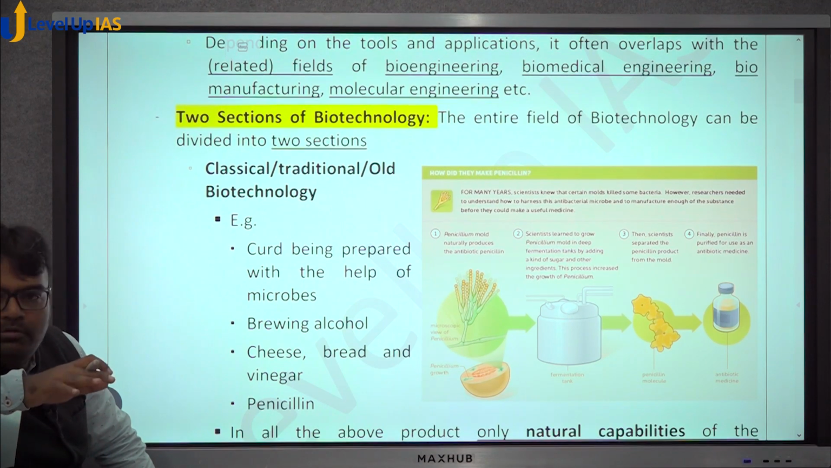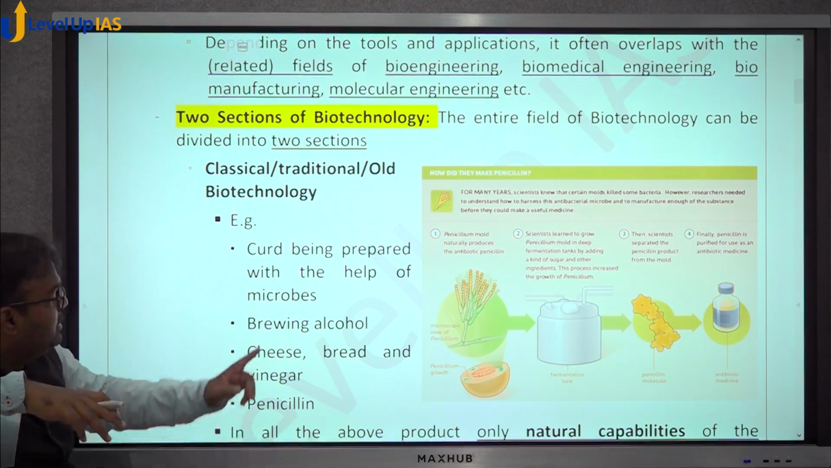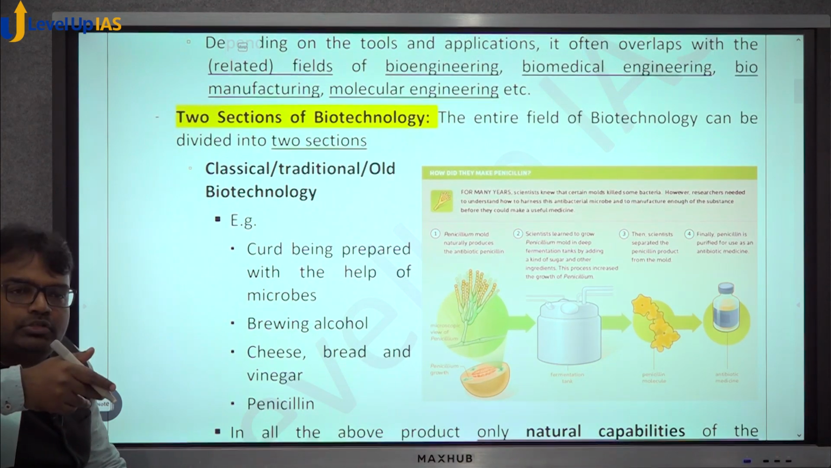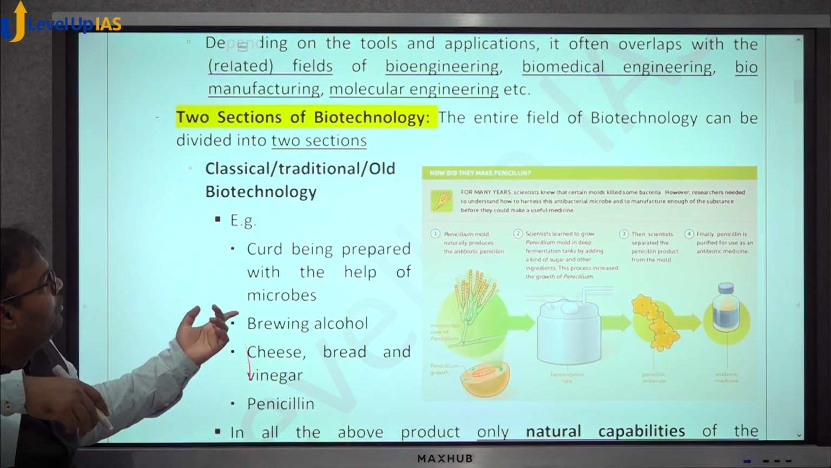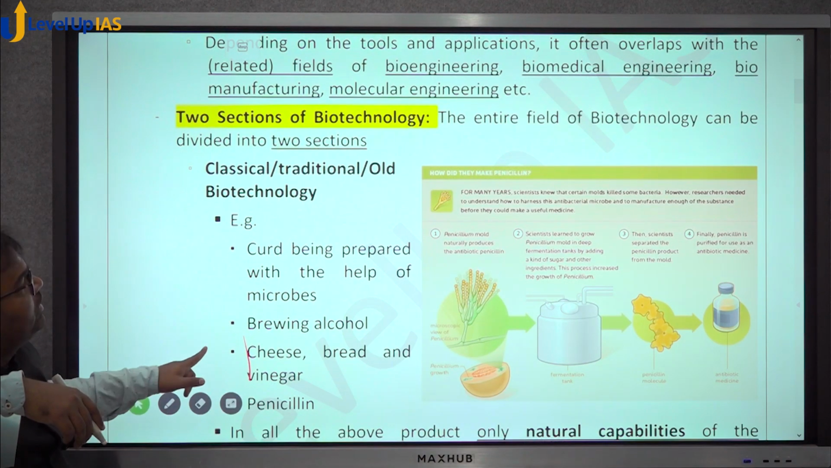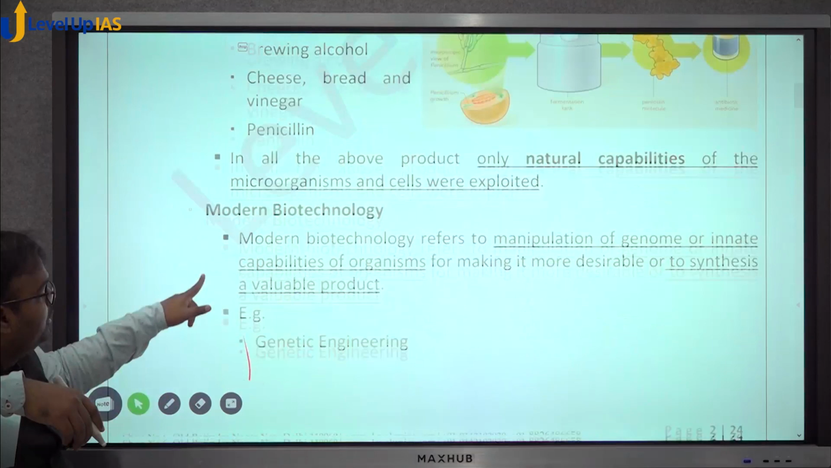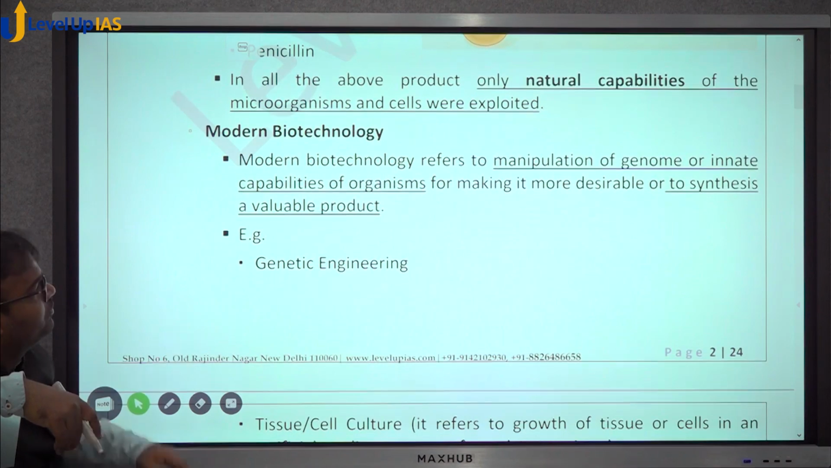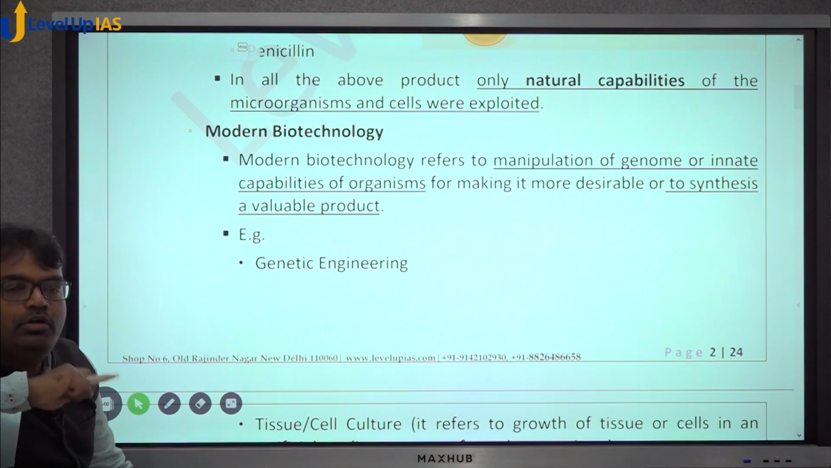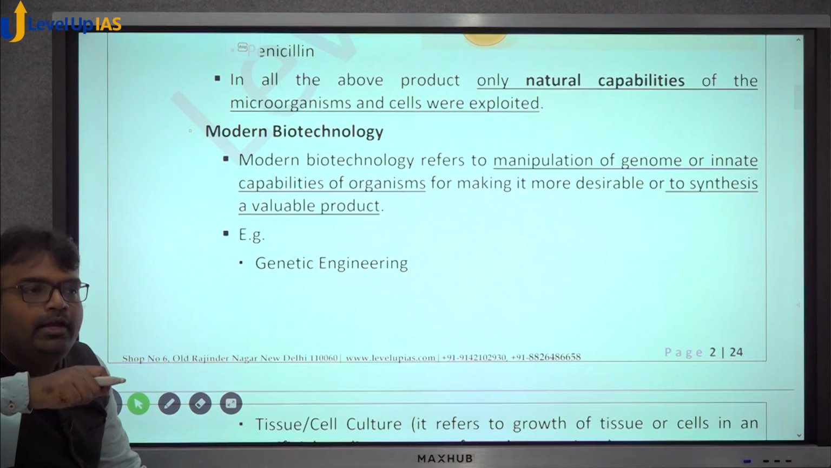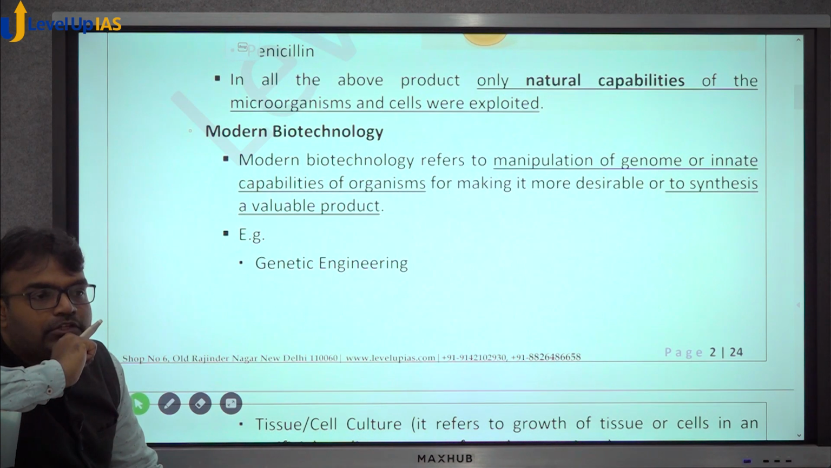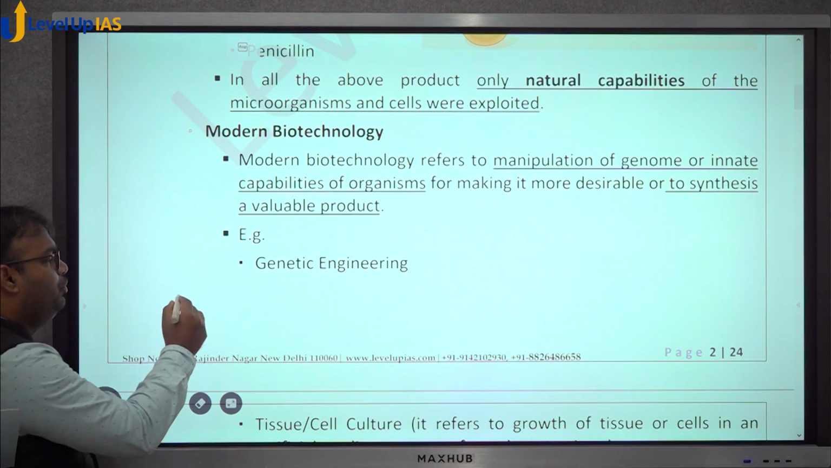Understood? Curd making, alcohol making, even penicillin making, making of cheese, making of bread. In all these processes, biological processes are used, and they are examples of classical, traditional, or old biotechnology. Now, let's talk about modern biotechnology. In modern biotechnology, we modify the inherent characteristics of the living organisms that we are using. For example, we know about cotton.